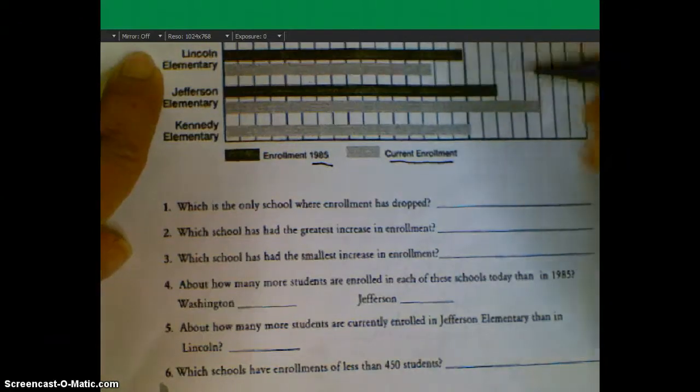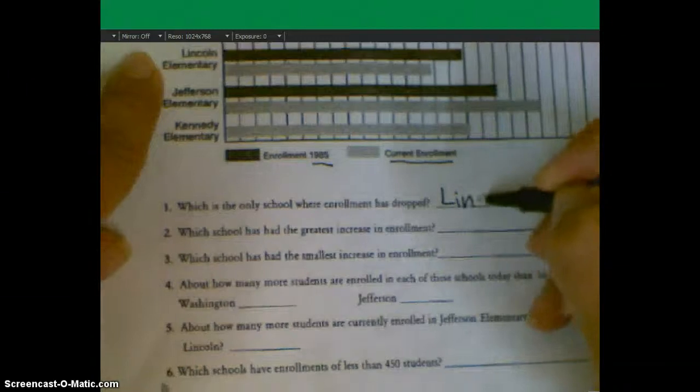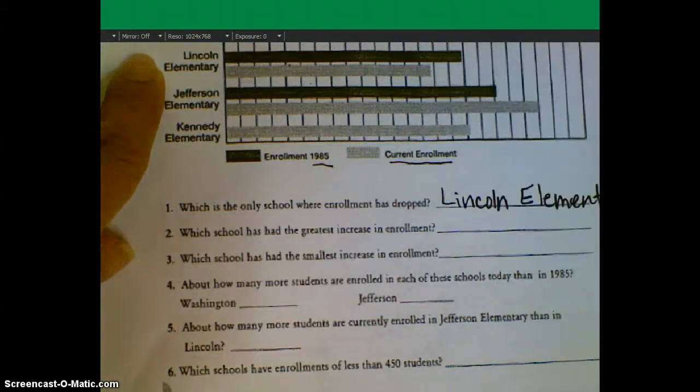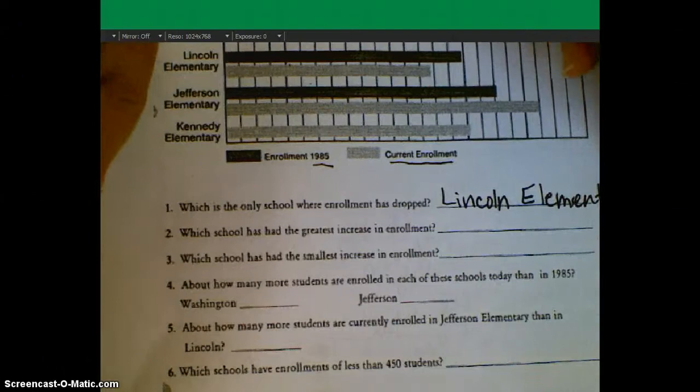Okay, so back to this one, Lincoln. Make sure you're capitalizing the L in Lincoln. Lincoln Elementary was the only one that dropped. Which school has had the greatest increase in enrollment? So we need to look again, black to the light gray. We're counting, if you look, it's between 300 and 400, so halfway in between, this would be our 350.